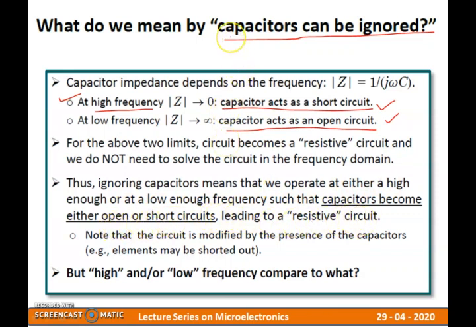When I say capacitors can be ignored, it means I am operating either at very high frequency or at very low frequency. Hence the circuit is modified by the presence of the capacitor: elements will be shorted out or elements will be opened up. This is the analogy when I say capacitors can be ignored. So please do remember these two particular aspects. Now, again, I use the terms high and low frequency. When I say high and low frequency, comparable to what? What is the reference point?